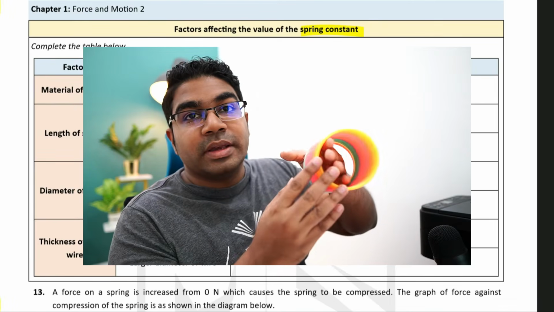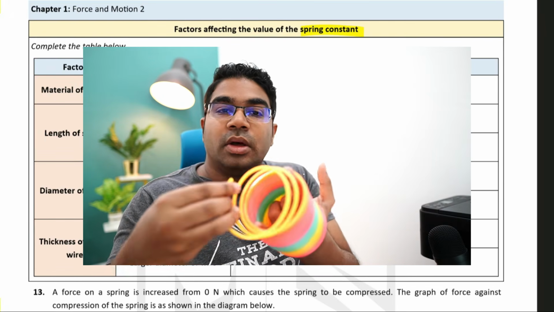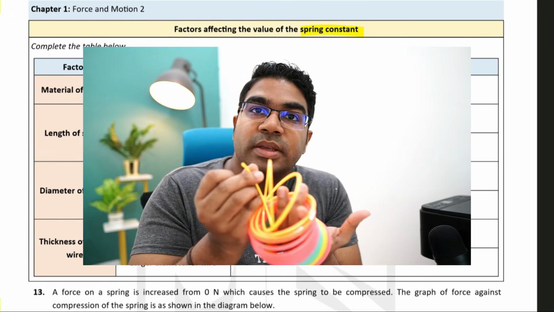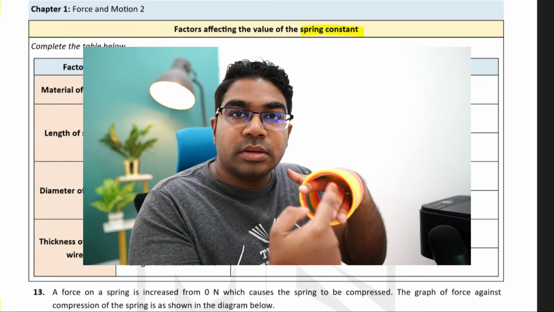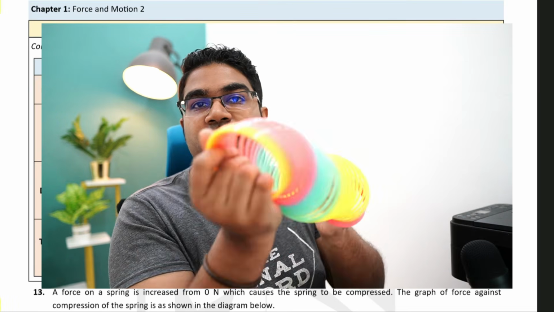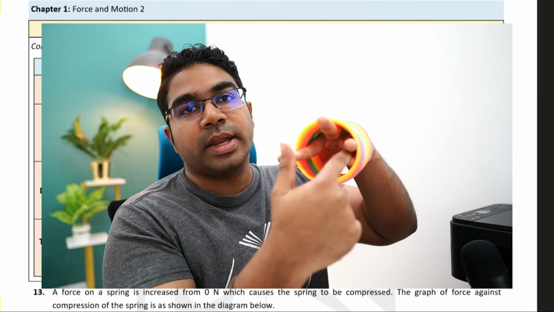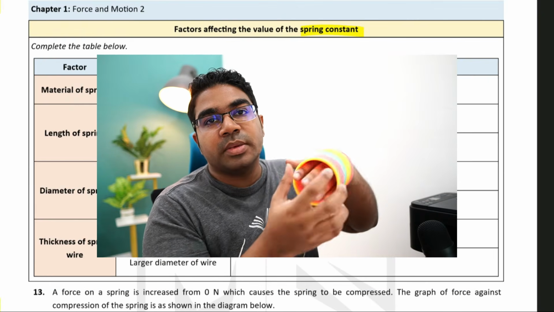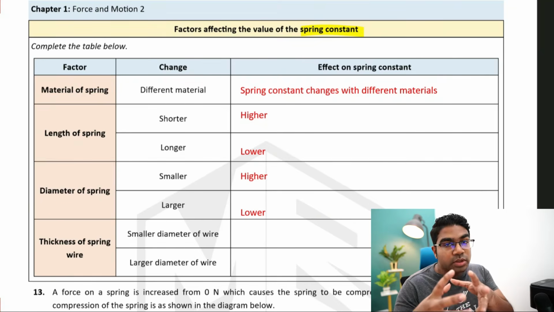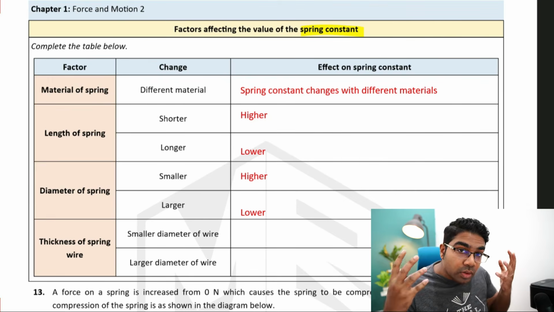Next, the diameter of the spring. The diameter of the spring is this diameter, the diameter of the spring itself, not the diameter of the wire that makes up the spring. If this is wider, it's going to be easy to pull the spring, just like this slinky. It's very easy to pull because the diameter is very wide. Whereas if we had a very small diameter, it would be harder to pull. And so, for a smaller spring diameter, we have a higher spring constant, and for a larger diameter, we have a lower spring constant.